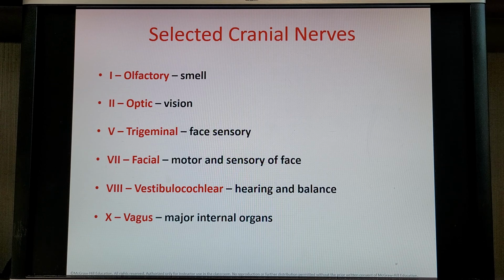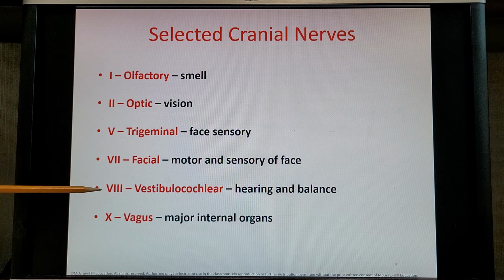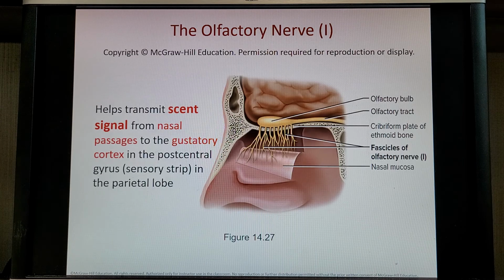Okay, so selective cranial nerves, I'm going to talk about cranial nerve number 1, which is olfactory, cranial nerve number 2, which is our optic for vision, number 5, which is trigeminal, face sensory, number 7 is facial, number 8, vestibulocochlear, which we'll talk about again when we deal with hearing, and then number 10, the vagus nerve for our major internal organs. So cranial nerve number 1, which is our olfactory nerve.